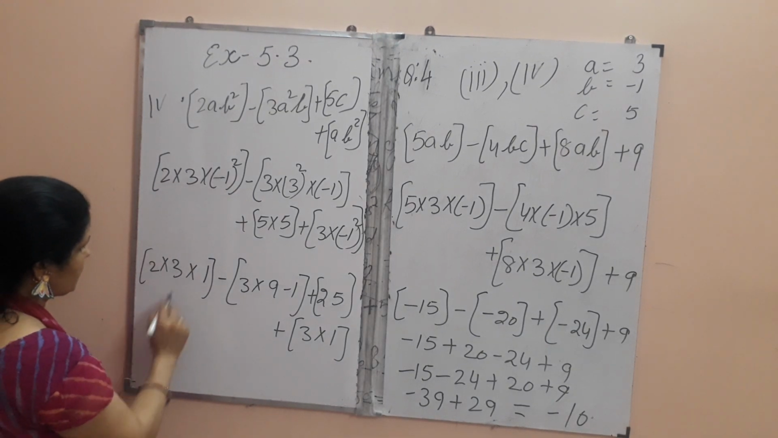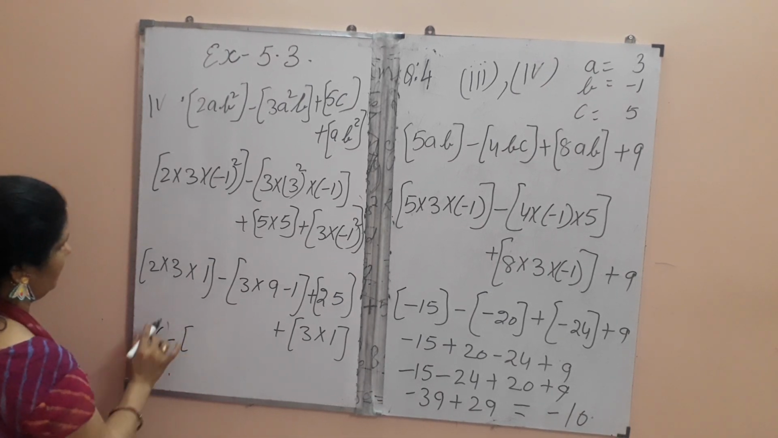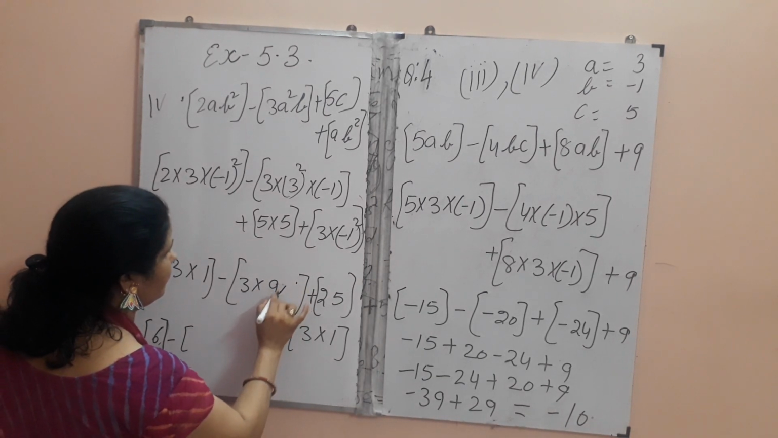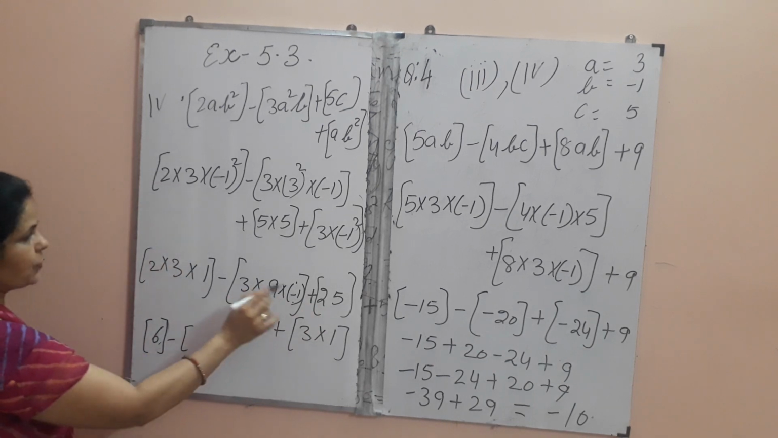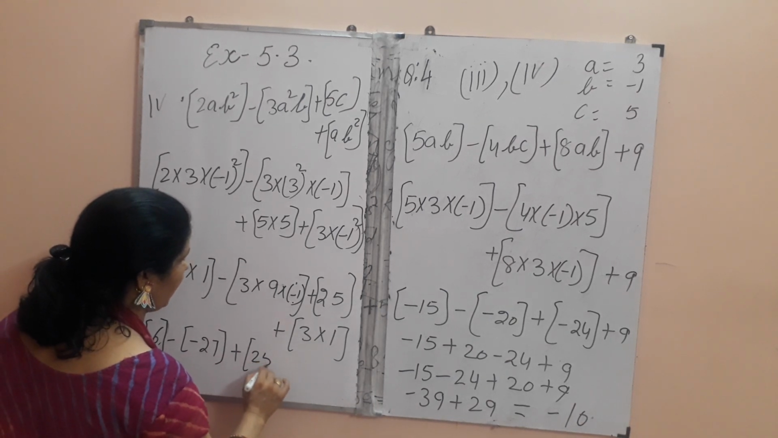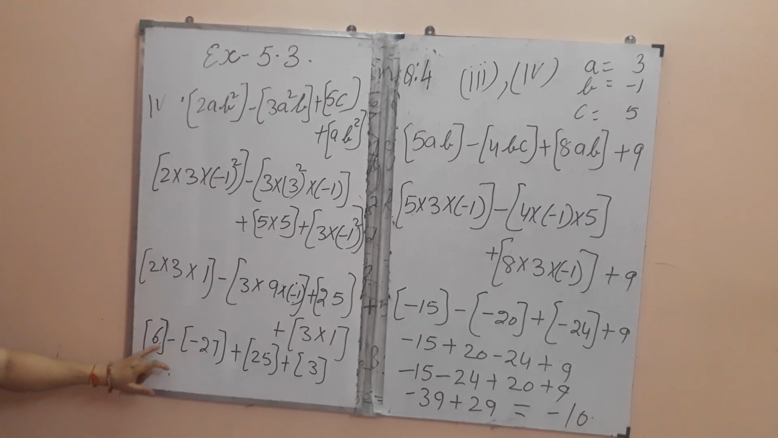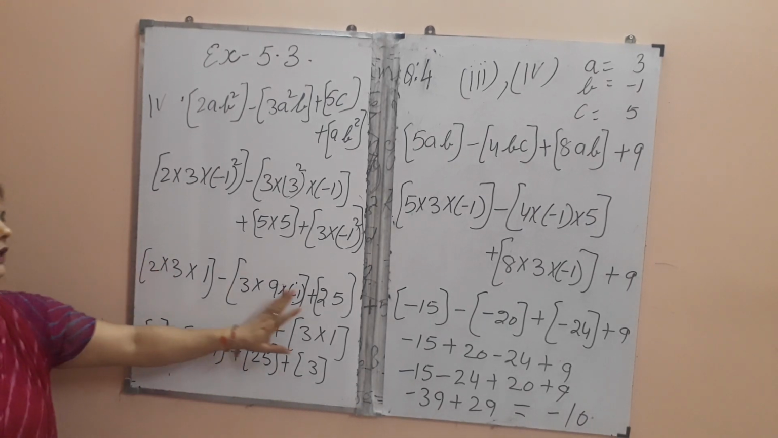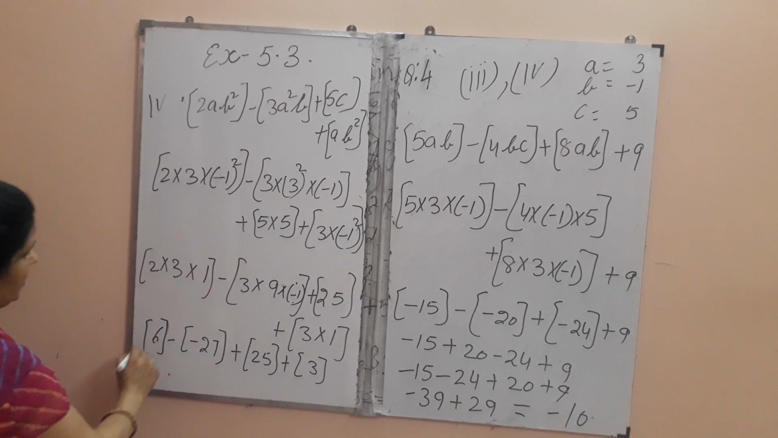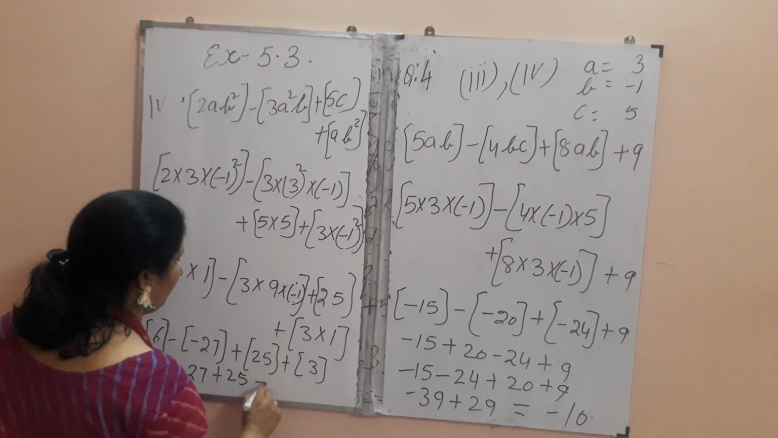Now 2 3s are 6, 1s are 6, minus 3 9s are 27 into minus 1, minus 27, plus 25, plus 3. Now you can bring them in the small bracket also, but I am writing in the big bracket because already they are in the big bracket. So I am continuing the same bracket. You can convert them into the small bracket also. So now we will open the bracket. 6 plus 27 plus 25 plus 3.